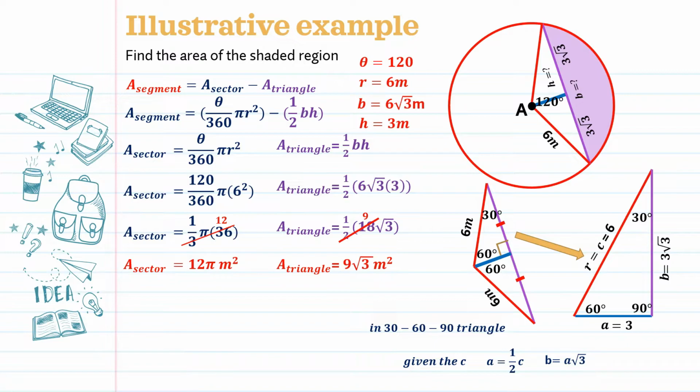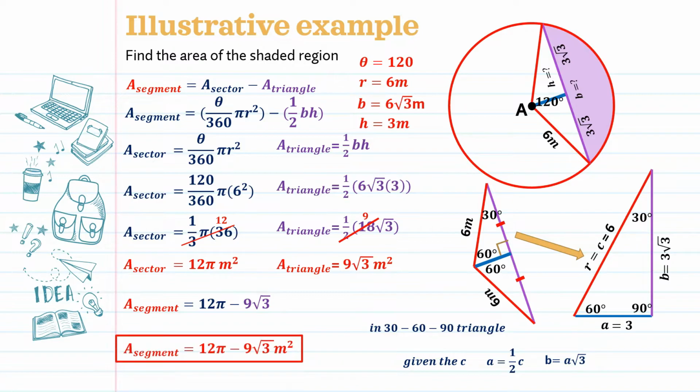So we already have the area of the sector and the area of triangle. We can now find the area of segment by subtracting the area of sector minus the area of triangle, which will give us area of segment is equal to 12 pi minus 9 square root of 3. Since we cannot combine this expression unless we express it in decimals, we can just simply leave it as is.